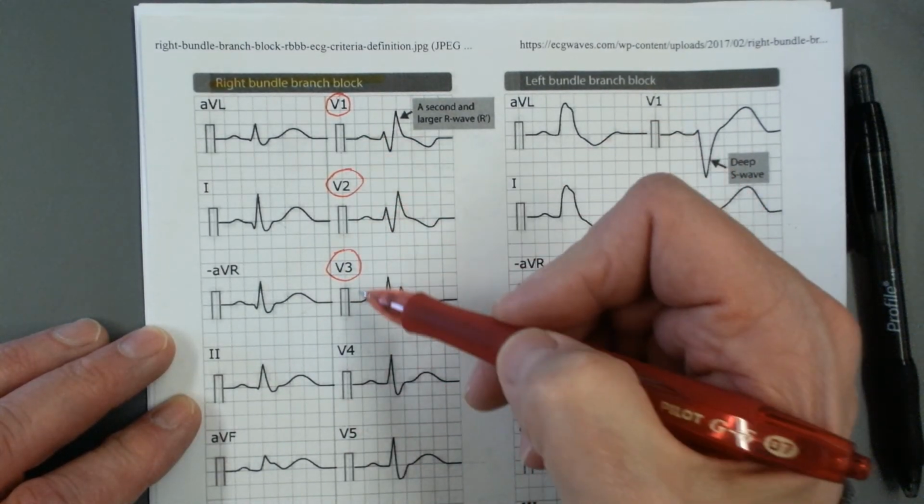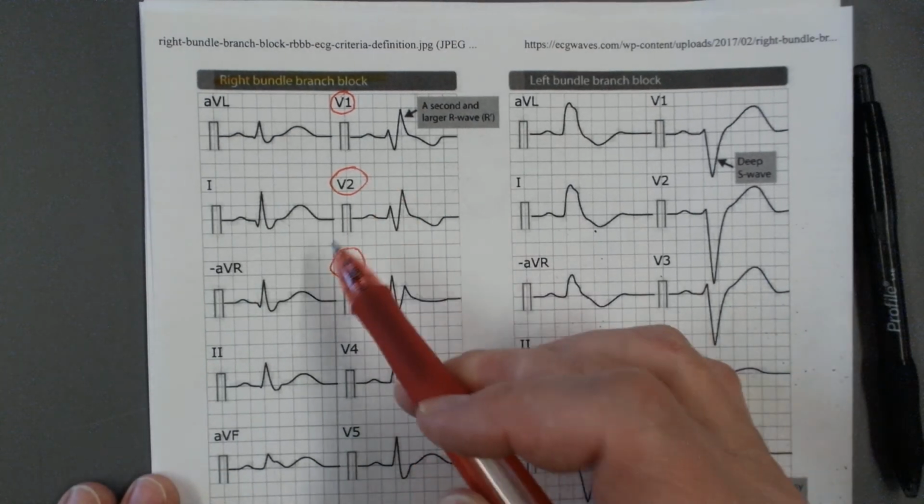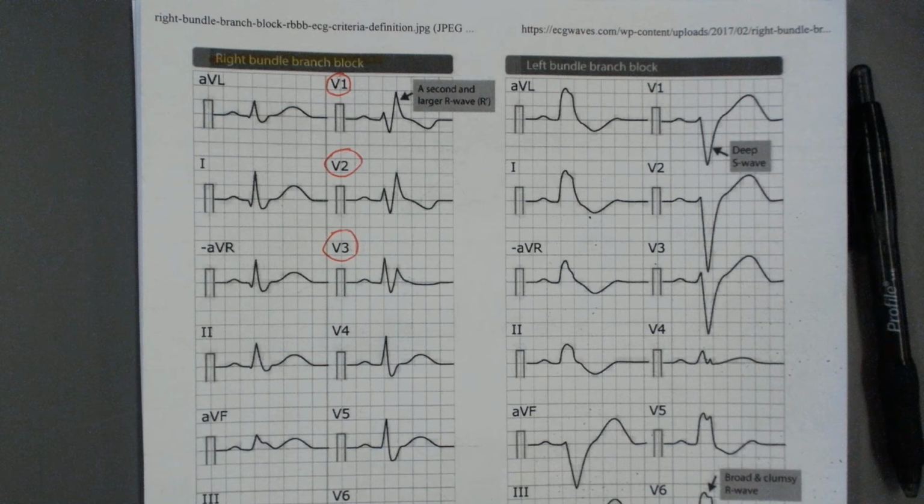Now, why would you see them in these leads? Because those are the leads that are going to tend to give you more information about the right side of the heart. And since the right bundle branch is going to feed the right side of the heart, these are the ones that are going to give you the most information. Now, the V1, the V2, and the V3, as you see, are going to show this kind of sawtooth sort of morphology.